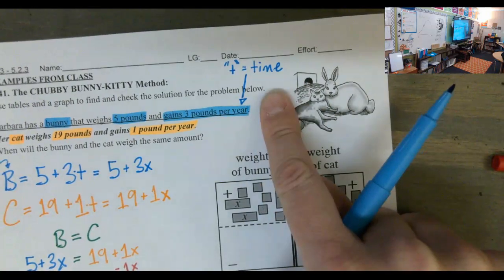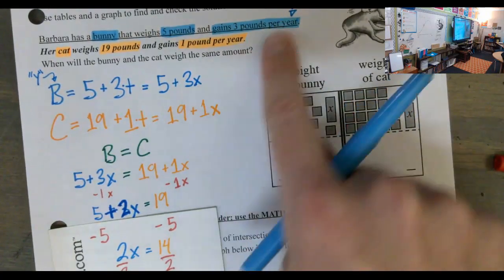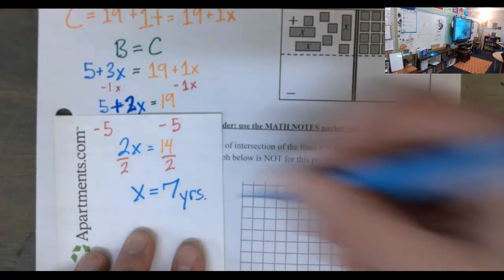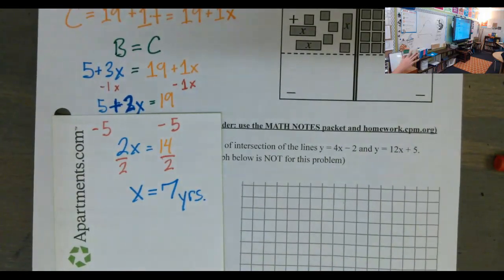What is our time? We used T or we switched over to using X, but that was representing our time in years. So this would be 7 years. Now wait, that begs the question: how chubby is that bunny after 7 years? How much do these animals weigh after that amount of time? Figure out how much they weigh after 7 years.